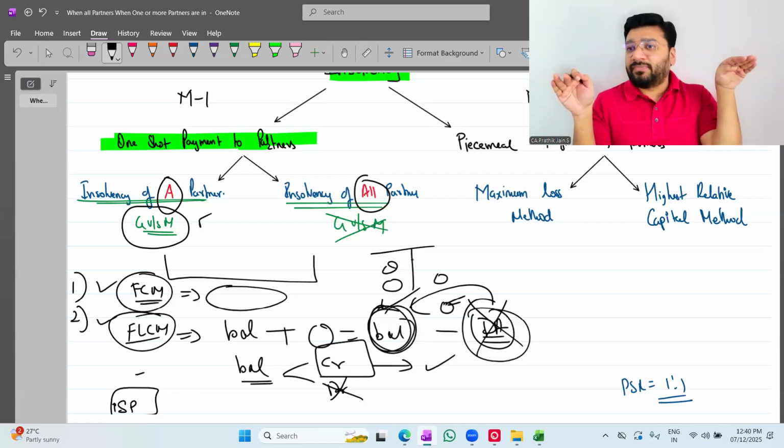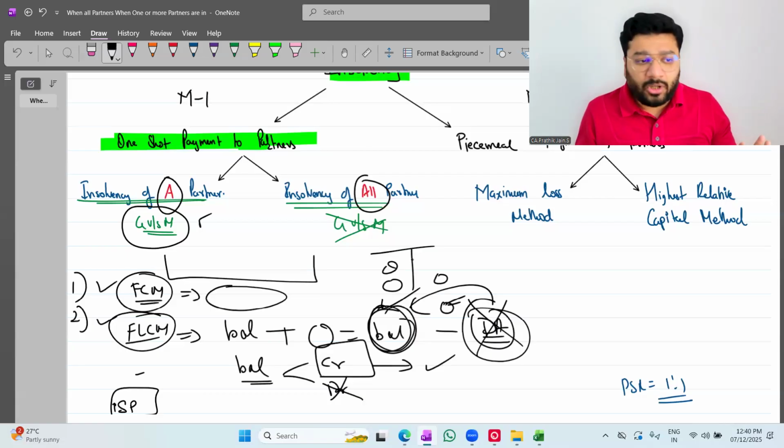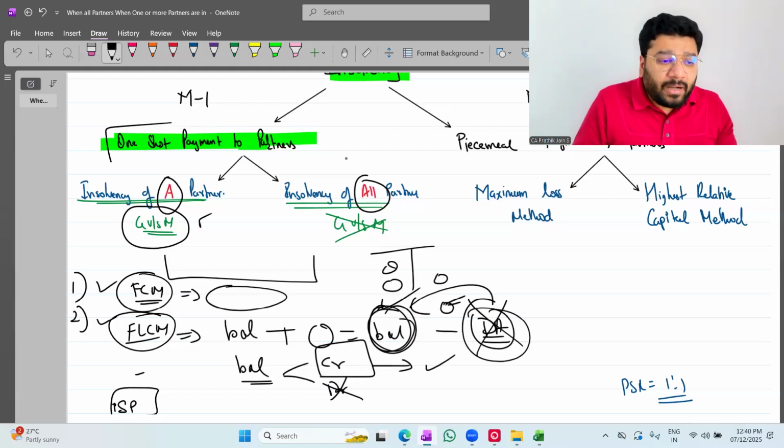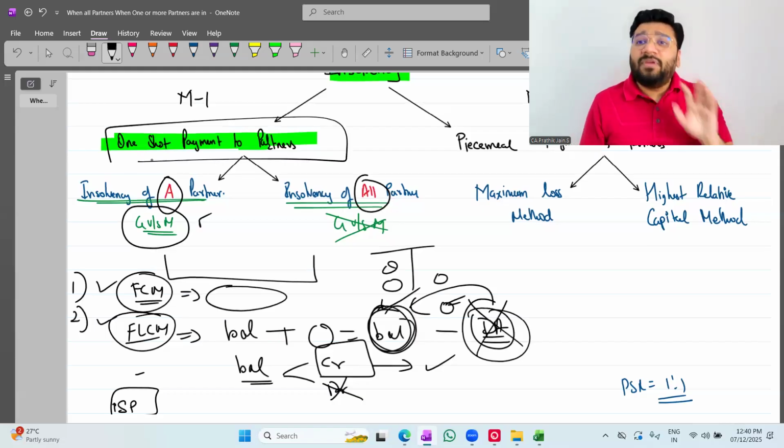Liability ledger will get closed. This is the summary of the topic where one-shot payment is made to the partners. Means what? In this scenario, we believe that all the assets are recovered the same day, all the liabilities are paid the same day, and to the partners, we make the payment on the same day.